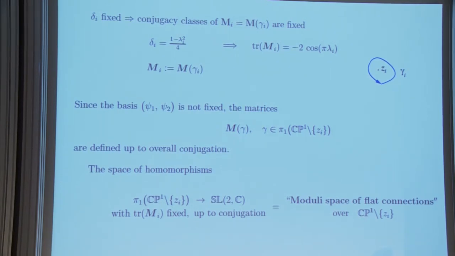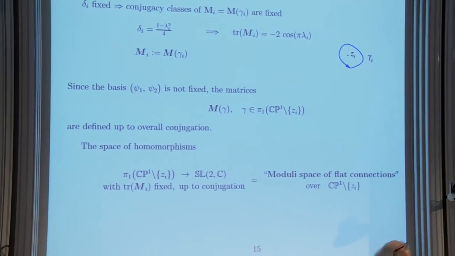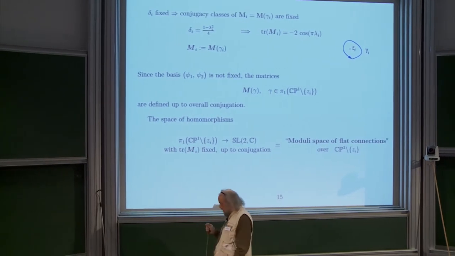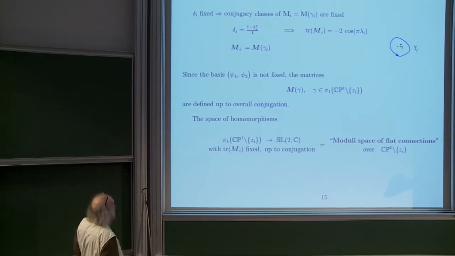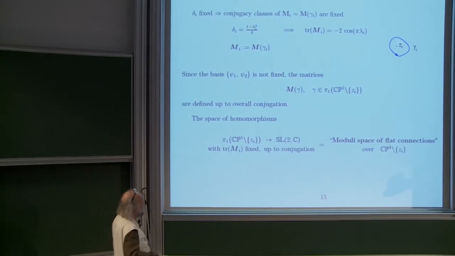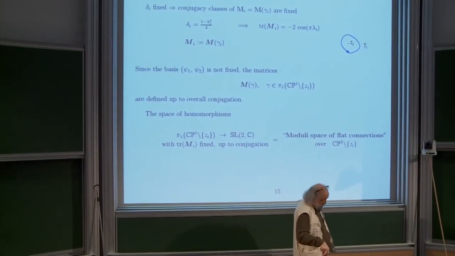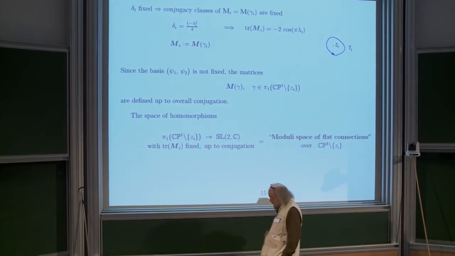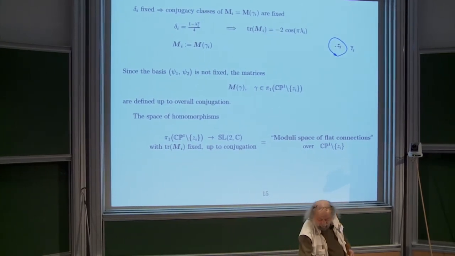And so we have this object, which is a space of such homomorphisms with fixed conjugacy classes of the elementary matrices and defined up to overall conjugation. And that is, roughly speaking, the moduli space of the flat connections over the Riemann surface of the sphere with the n punctures. Well, this is a well-known object.